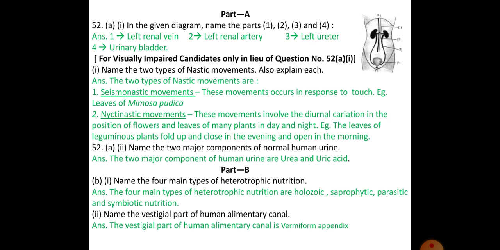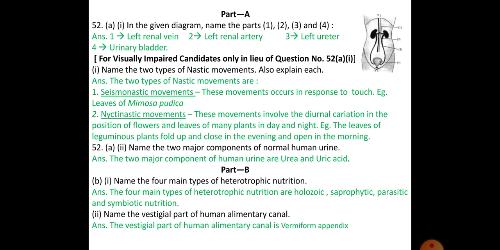This one is for visually impaired candidates. Name the two types of nastic movement. Also explain each. The two types of nastic movements are seismonastic movement, that is this movement occurs in response to touch. For example, leaves of Mimosa pudica, that is touch-me-not plant.